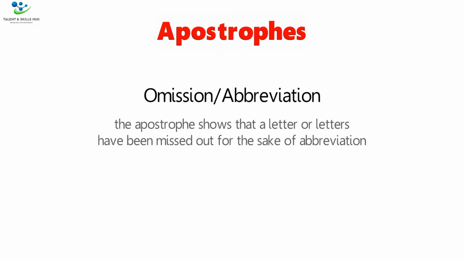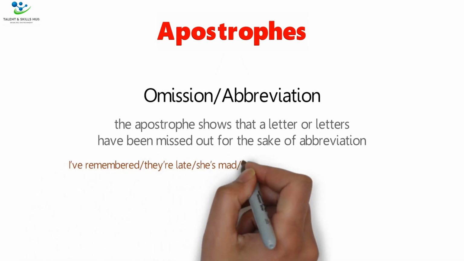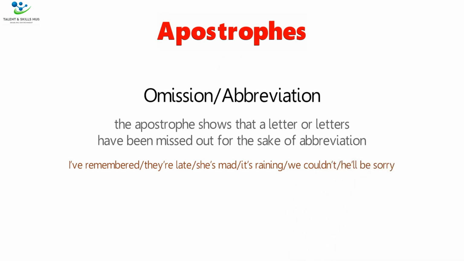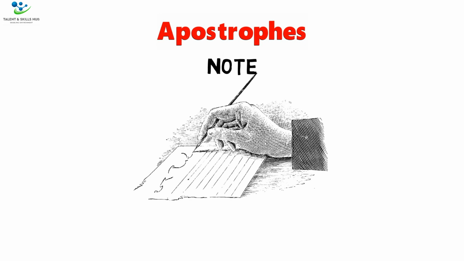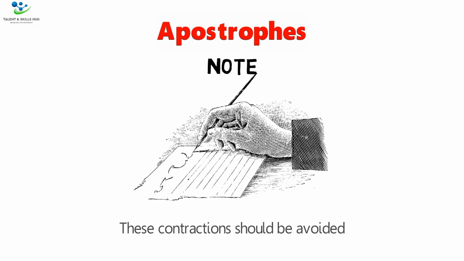For example, I've remembered. They're late, she's mad. It's raining, we couldn't, or he'll be sorry. Note. In academic writing, these contractions should be avoided. The convention is to write out the full version.